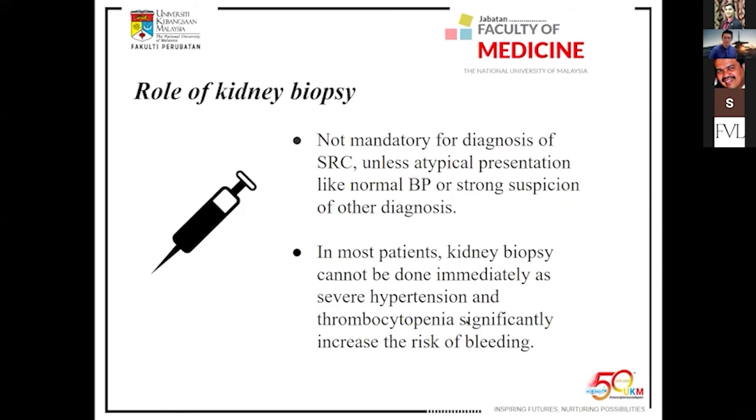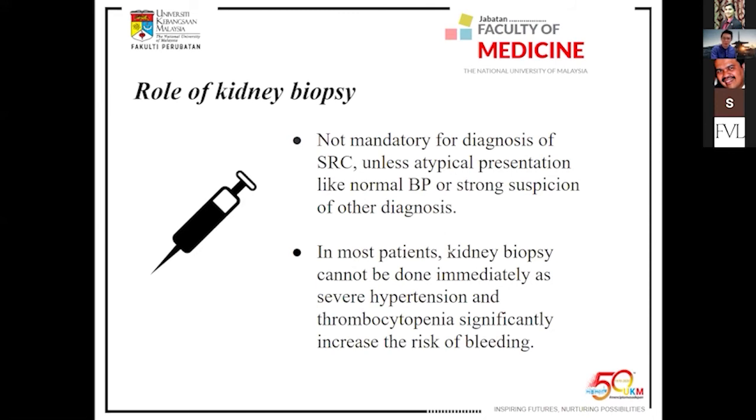So kidney biopsy, not to say that it doesn't have a role, but you have to bear in mind that most of the patients with SRC, when they come to you, will have a certain degree of thrombocytopenia, and the blood pressure is always highish. It's quite dangerous to biopsy such patients because of the risk of bleeding. So if, let's say, you are in doubt whether this patient has another differential diagnosis like ANCA vasculitis or TMA, then you might need a biopsy to help you.